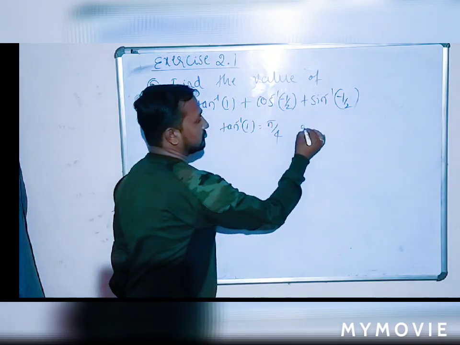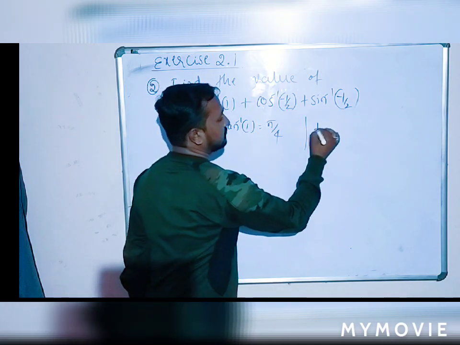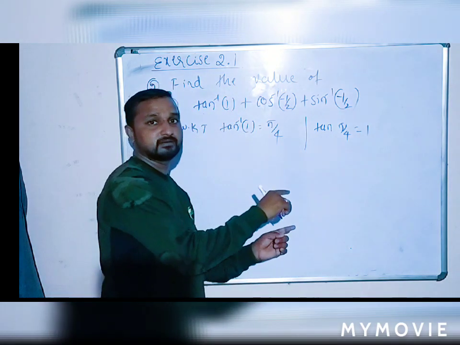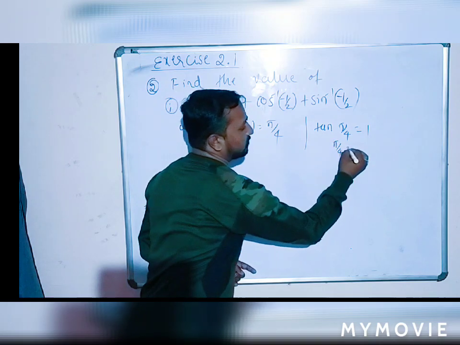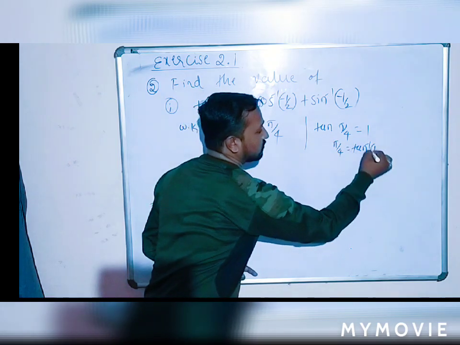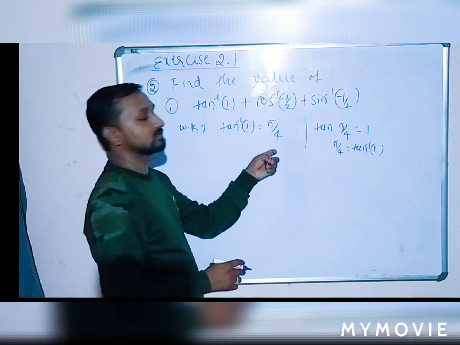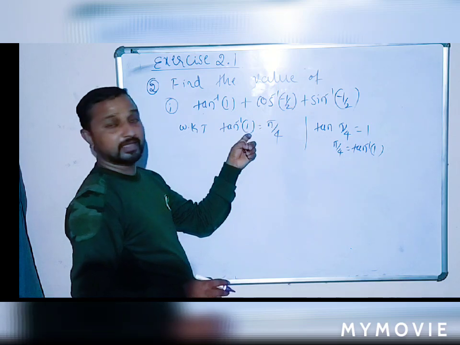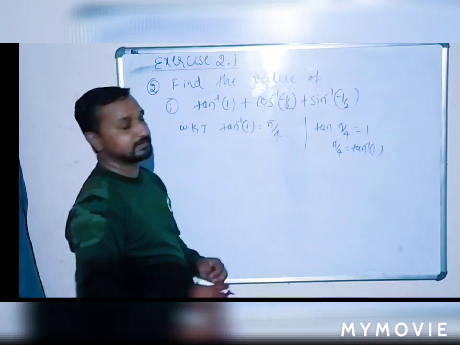Or let it be explained. What is that? Tan pi by 4 equal to 1. Already we know that. So the tan angle shifted to that side is nothing but pi by 4 equal to tan inverse of 1. Then we write directly tan inverse of 1 is equal to pi by 4. In which angle the value of tan is 1? Pi by 4. Directly we can write.